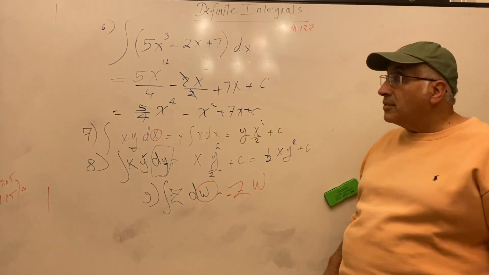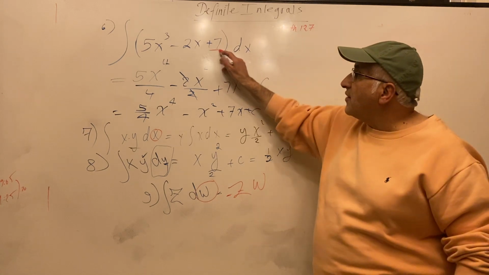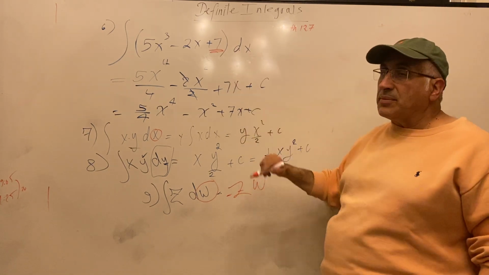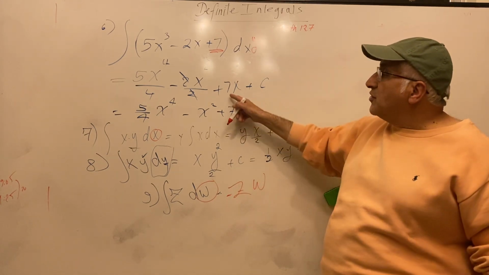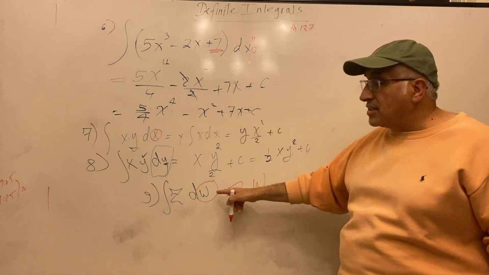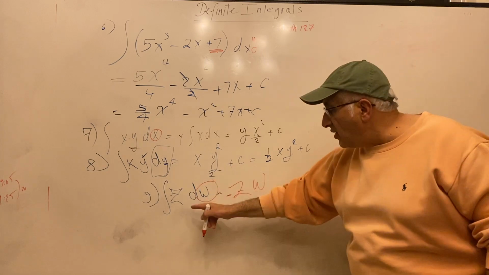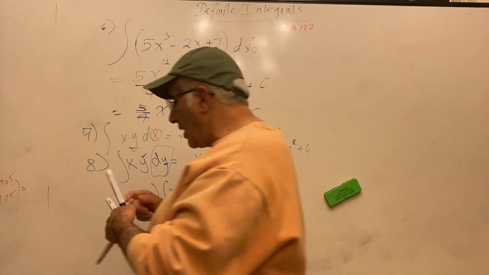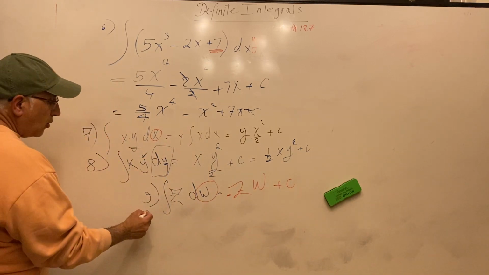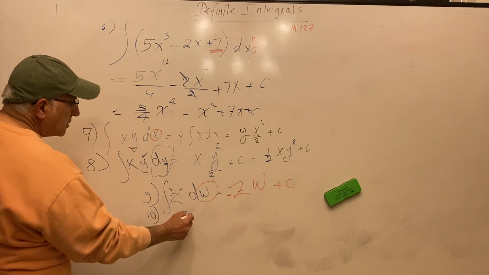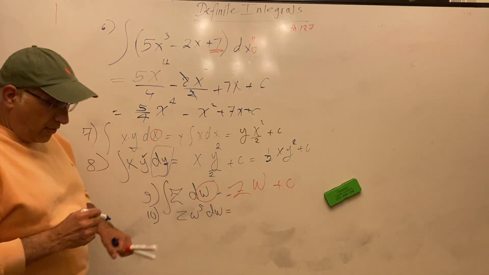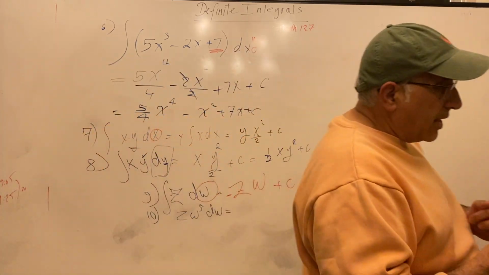zw. Remember that one? The 7 variable x, 7x. If it was 5, 5x. But if this was y, then you should say 7y. If that was w, then you should say whatever, w plus c. Just to back up this question with something different or something close, z w^5 dw. Now you can see the heck of it. Who is the variable? It's the w.